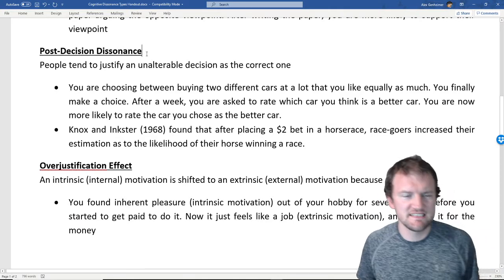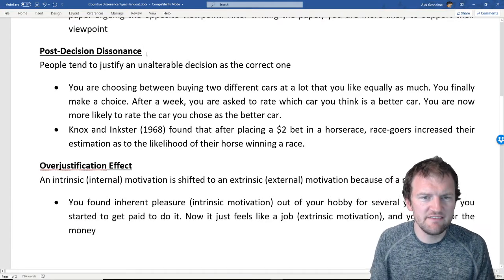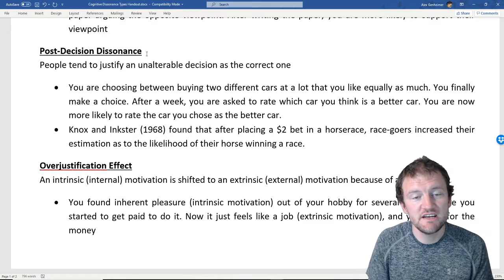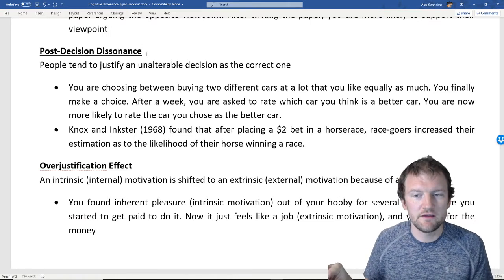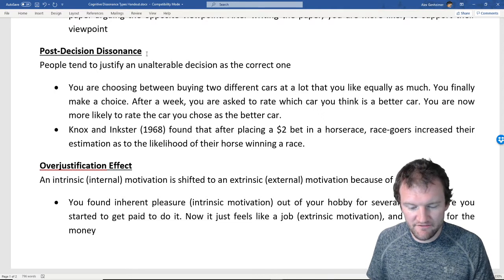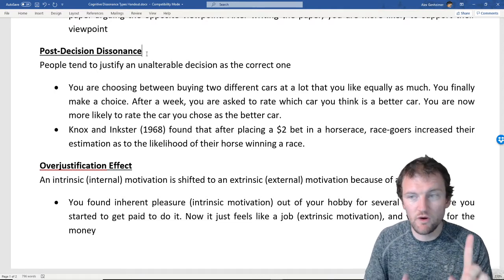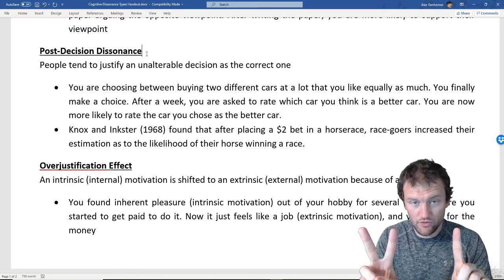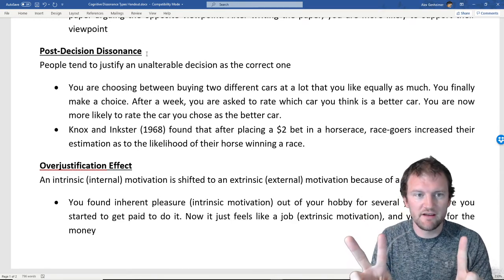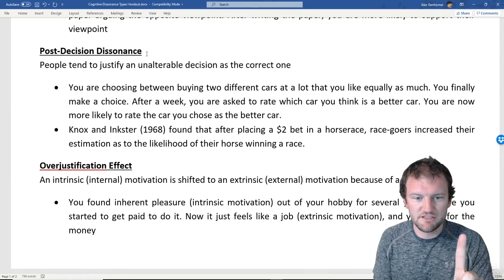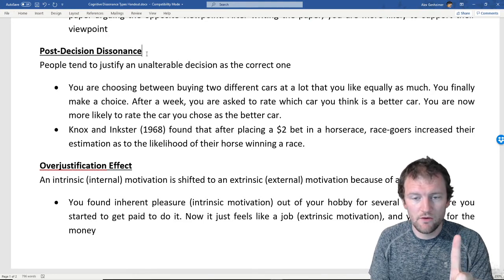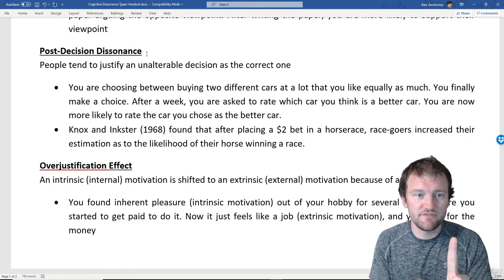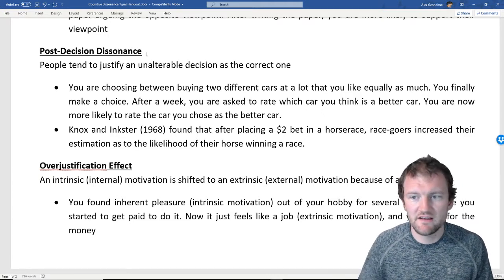Post-decision dissonance. Post-decision dissonance is if you make a decision that you cannot change, you tend to like the decision that you made. And that is because if you have a choice between option 1 and option 2, and you choose option 2, it's similar to the boot camp thing. If you then don't really like option 2 in reality, in the future, that's dissonant. But you can't change the fact that you bought option 2. You can change what you feel about it. So you tend to really like option 2.